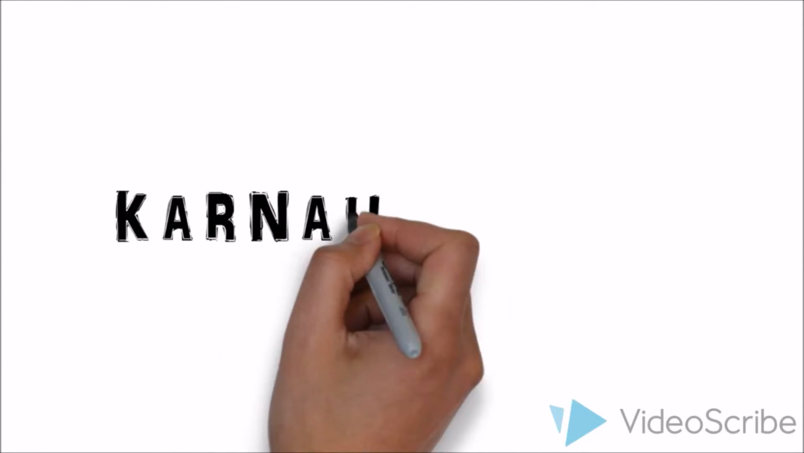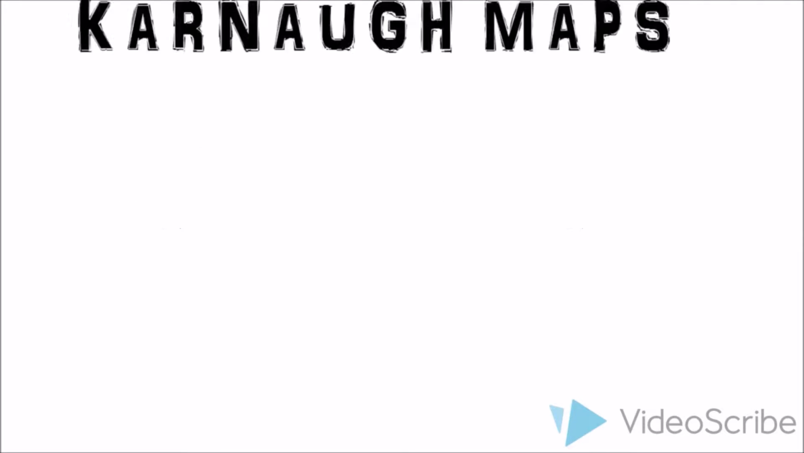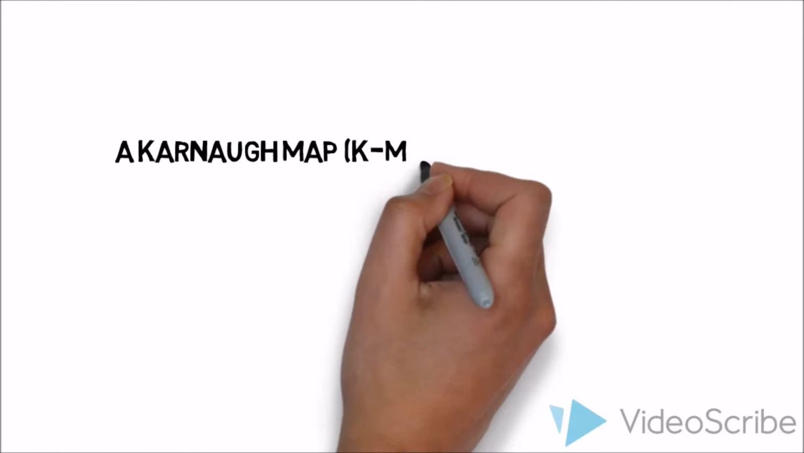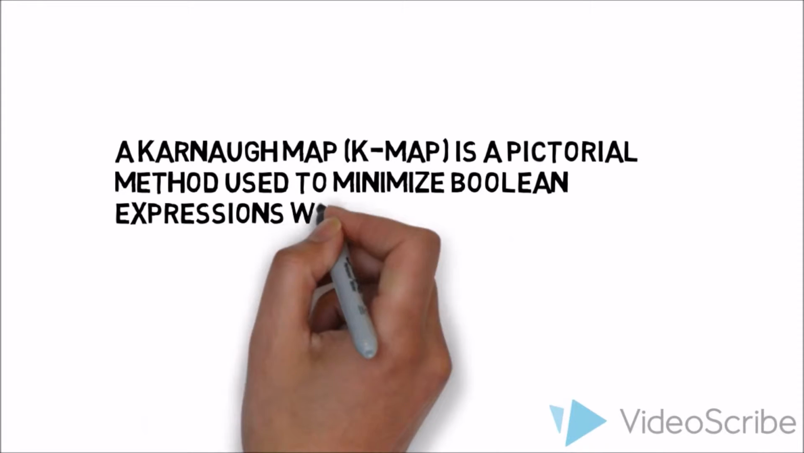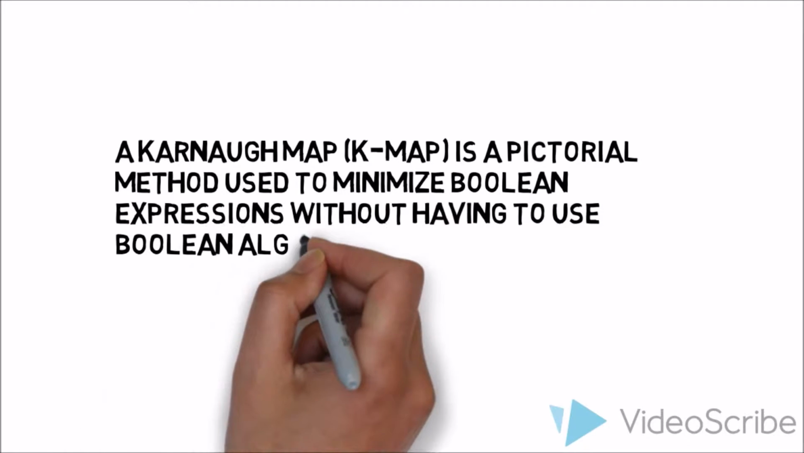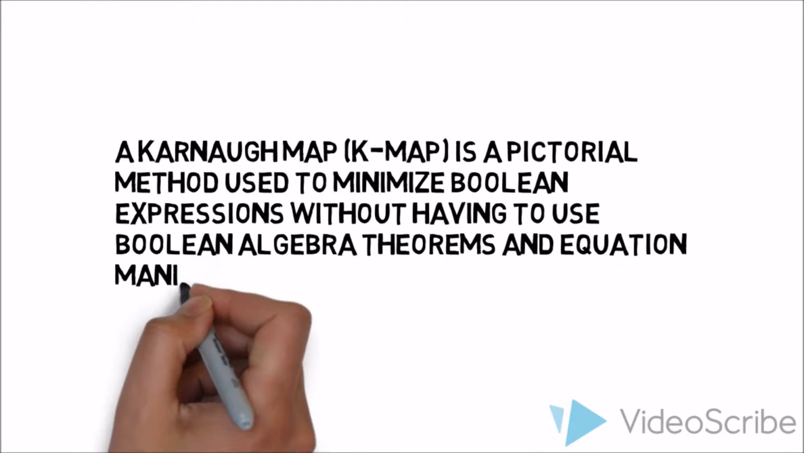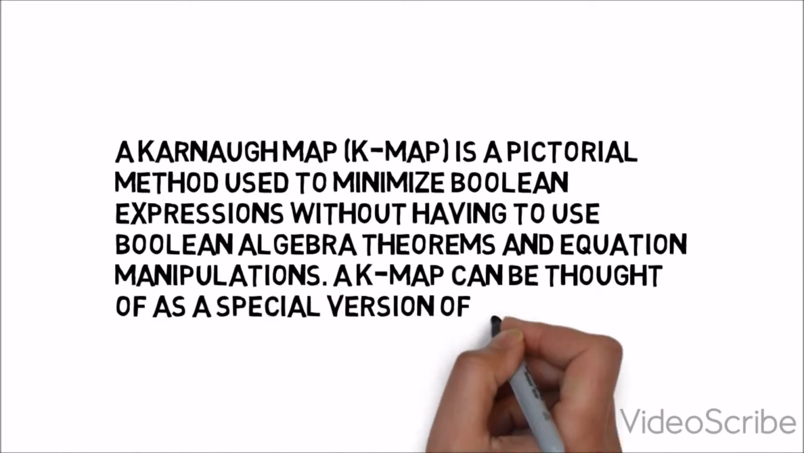Then we will talk about Karnaugh maps. A Karnaugh map, or K-map, is a pictorial method used to minimize Boolean expressions without having to use Boolean algebra, theorems, and equation manipulations. A K-map can be thought of as a special version of a truth table.